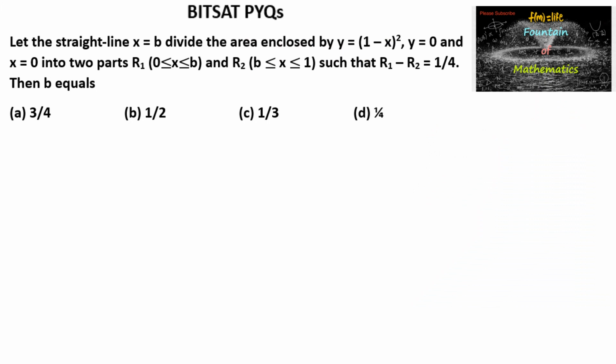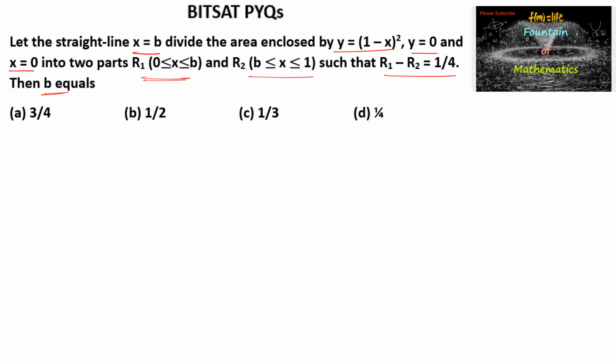Let the straight line x is equal to b divide the area enclosed by y is equal to 1 minus x whole square, y is equal to 0 and x is equal to 0 into two parts, R1 and R2, from 0 to b and b to 1, such that R1 minus R2 is 1 upon 4. Then we need to find the value of b.